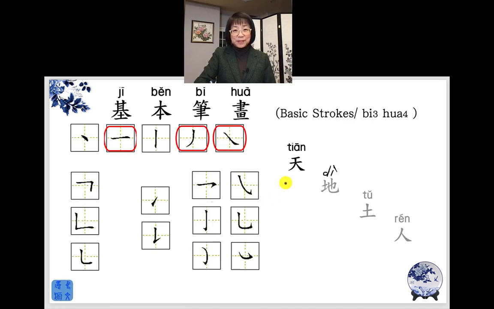For the strokes, tian starts with a heng, and then add a second heng, followed by a pie, and the last one is a na. So tian goes like first heng, second heng, pie, and then ends with a na. That's tian.